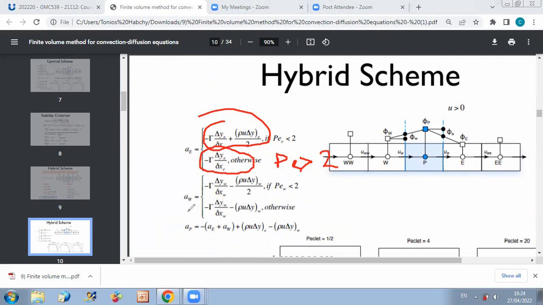And this is similar for A west. In case Peclet number is smaller than 2, then I take the coefficient of the central scheme, while if Peclet number at west is larger than 2, I use the formulation of the upwind scheme. And in this way, I will have a good scheme that can combine the stability effect of the upwind scheme and the accuracy of the central scheme.